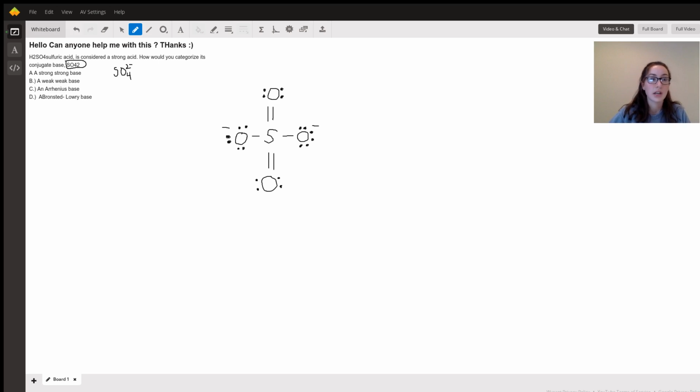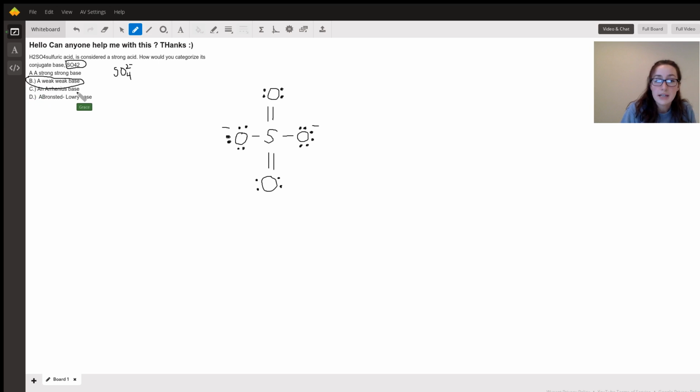Just like the conjugate acid of a weak base will always be strong, and the conjugate acid of a strong base will always be weak. Basically, you just have these opposite words you can assign to conjugate acids and conjugate bases, weak and strong. So a strong acid, like sulfuric acid, will have a weak conjugate base. So the best answer is B.